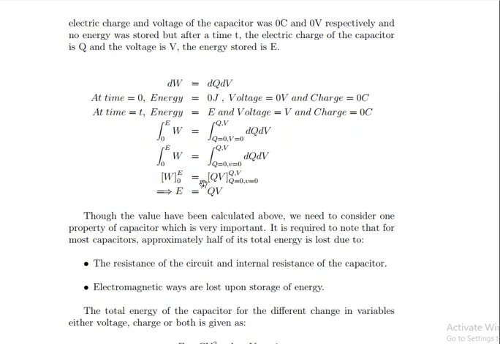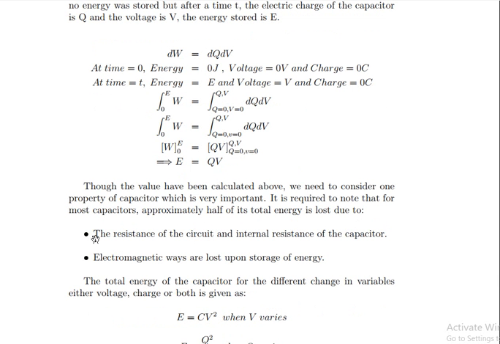Normally, QV is going to be the total energy on the capacitor, but when you're asked to find the energy stored inside the capacitor, only half of that total energy is going to be stored, because the other half is going to be released from the circuit. This is due to, number 1, the resistance of the circuit and the internal resistance of the capacitor, and number 2, electromagnetic waves that are lost upon storage of charges.